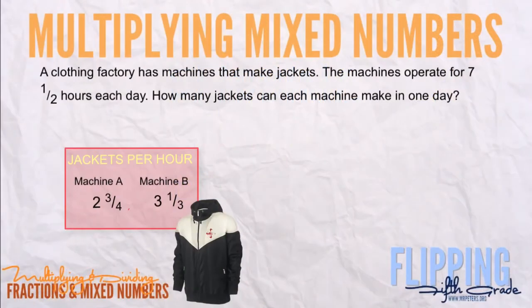When multiplying mixed numbers, you have another step to do in the beginning that you did not have to do previously. So let's look at this first problem. A clothing factory has machines that make jackets. The machine operates for 7.5 hours each day. How many jackets can each machine make in one day? Well, machine A produces 2 3/4 jacket per hour. Machine B, 3 1/3.